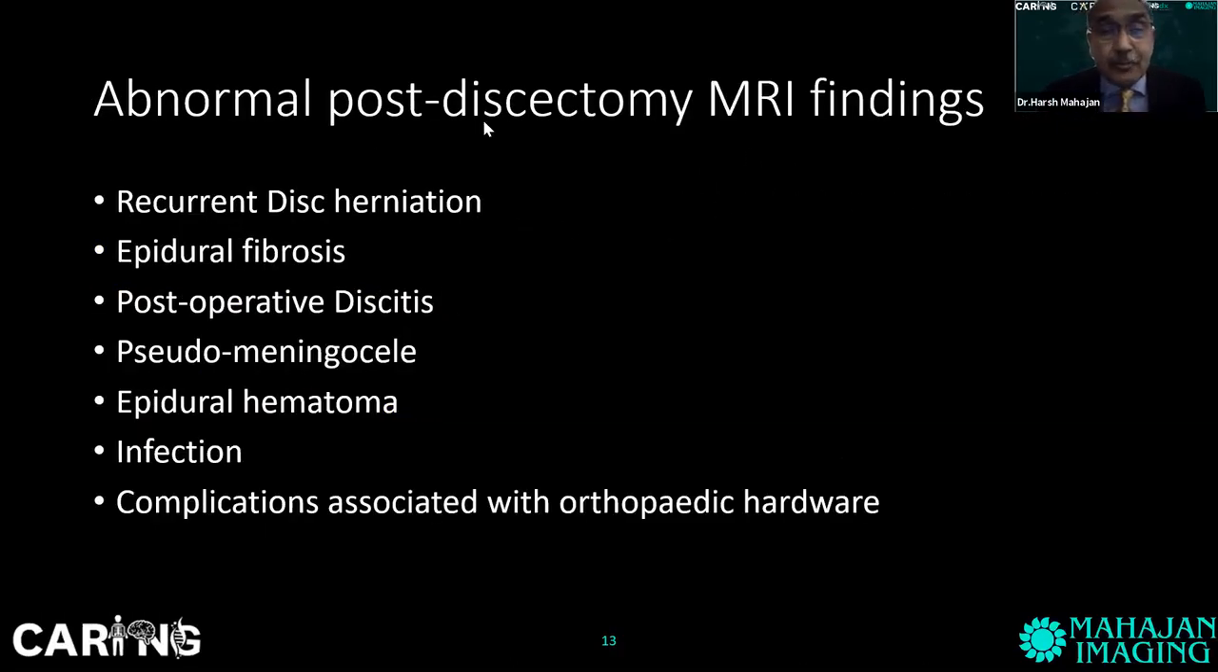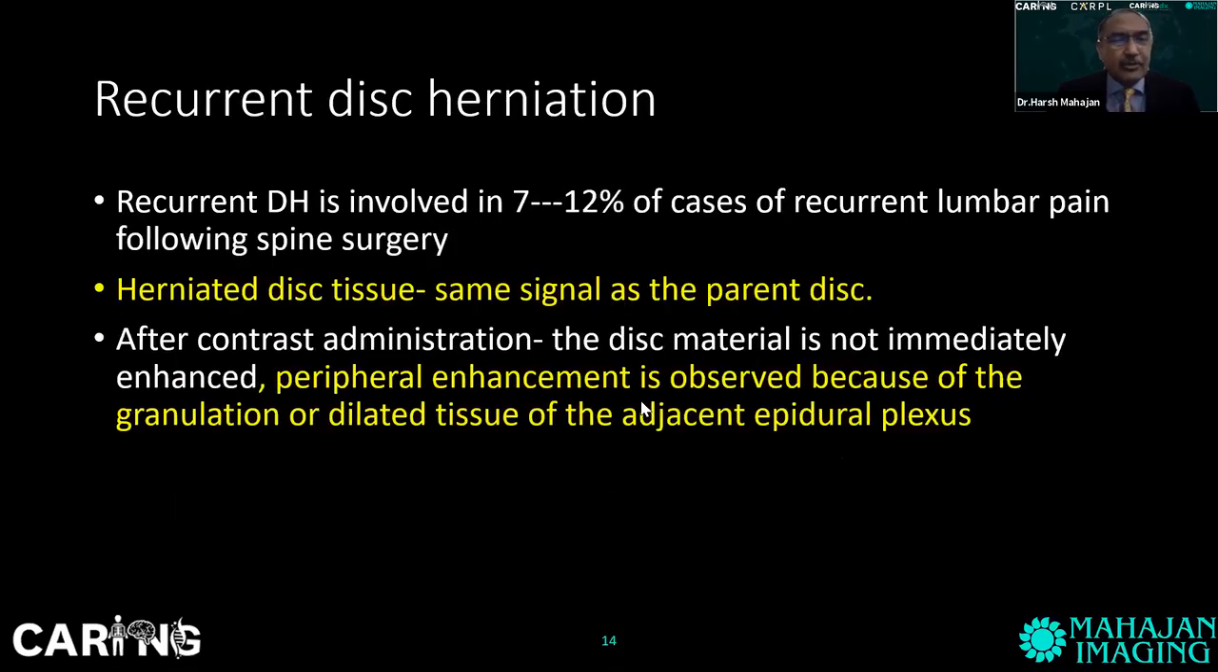The findings post-discectomy, which are abnormal, we know the list is long: recurrent disc herniation, epidural fibrosis, hematoma, pseudomeningocele, and so on and so forth. Now, recurrent disc herniation, the one thing we need to remember is that the herniated disc tissue has the same signal, or should have the same signal, as the parent disc. And after contrast administration, the disc material is not immediately enhanced.